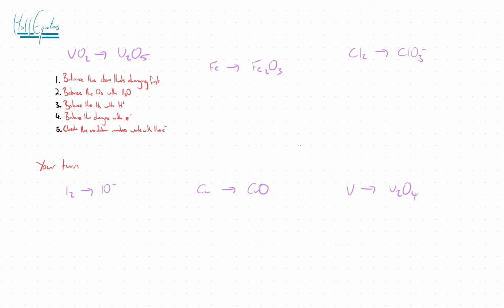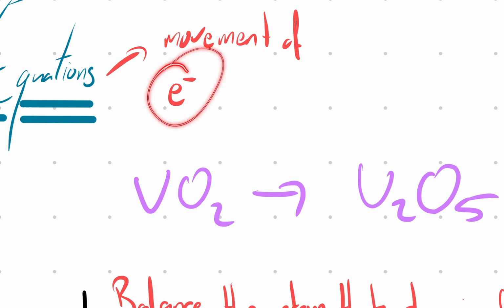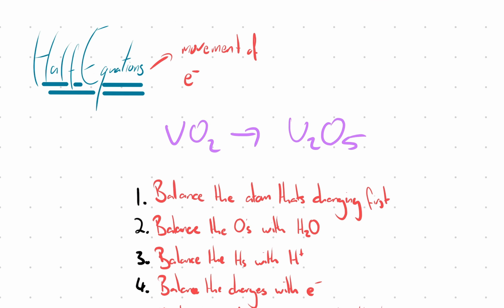Let's get into it. So, half equations are equations that are essentially showing us the movements of electrons. So what's happening is something inside these half equations is changing oxidation number, and again it's because of that movement of electrons. When we combine these half equations, they're going to combine in such a way that these electrons cancel out, but that's the focus of the video next time.